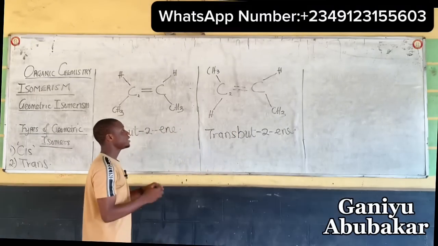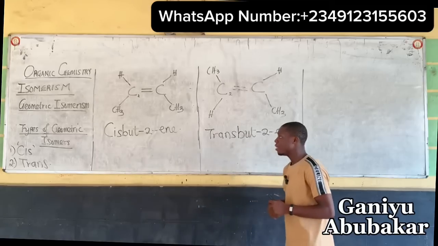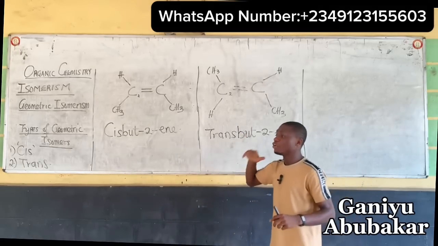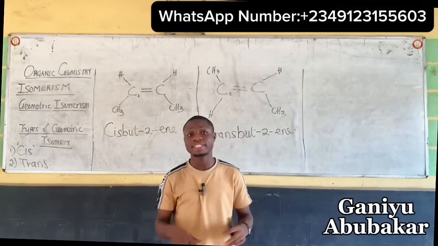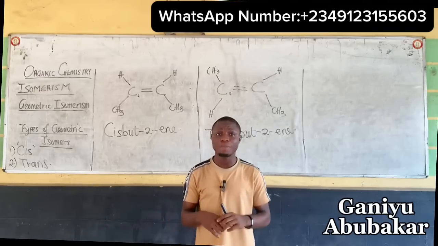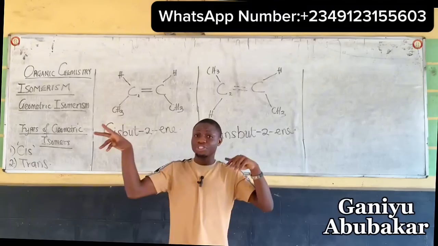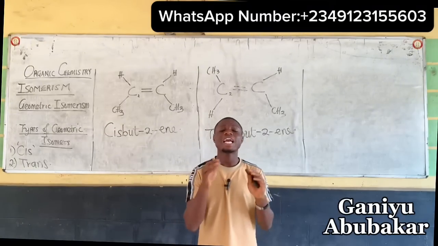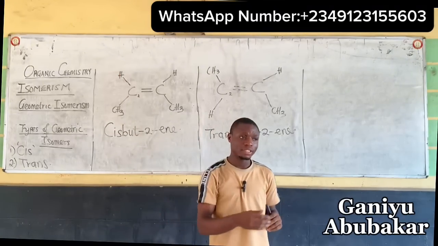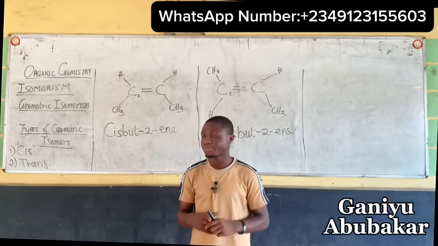So this is how to differentiate between a cis and a trans system, and also this is how you name a compound in a cis and a trans system format. This is how geometrical isomers work. For the cis, the hydrogens are placed horizontally. For the trans, the hydrogens are placed diagonally. That's the concept behind a cis and a trans system.